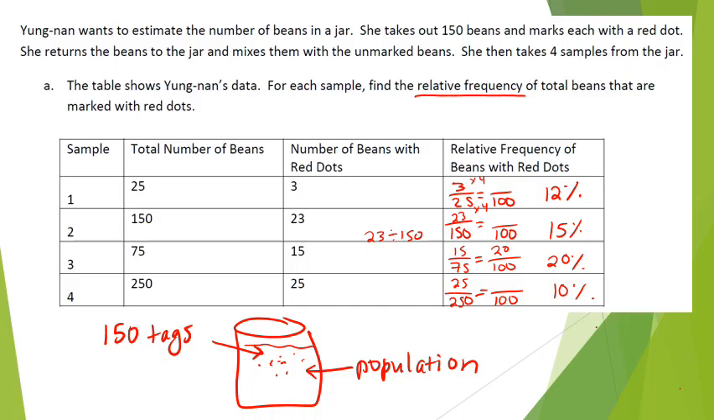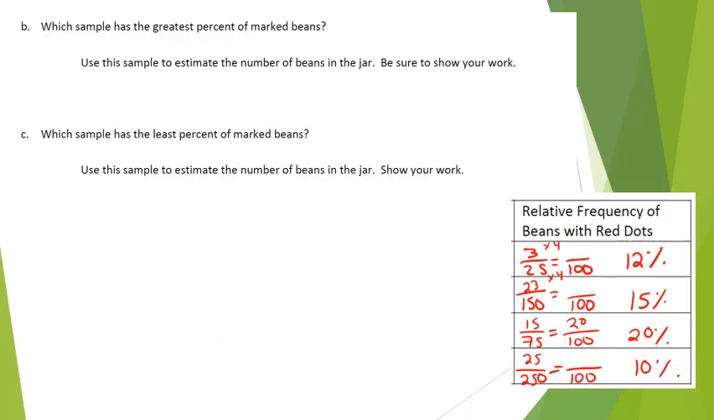And now I'm going to think about how many beans could actually be in the population of the jar. Which sample has the greatest percent of marked beans? I brought my work in here from before, so this has 1, 2, 3, and 4. So looking at what I see here, the sample with the largest percent of marked beans would be sample 3. So now I'm going to use that sample to estimate how many beans are in the jar. And again, remember, I tagged 150 beans to start with.